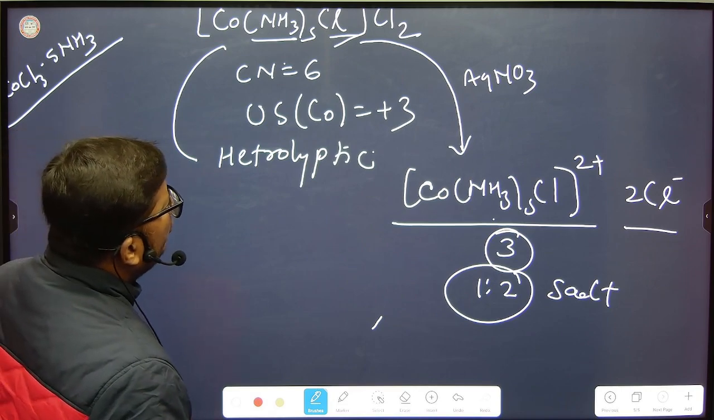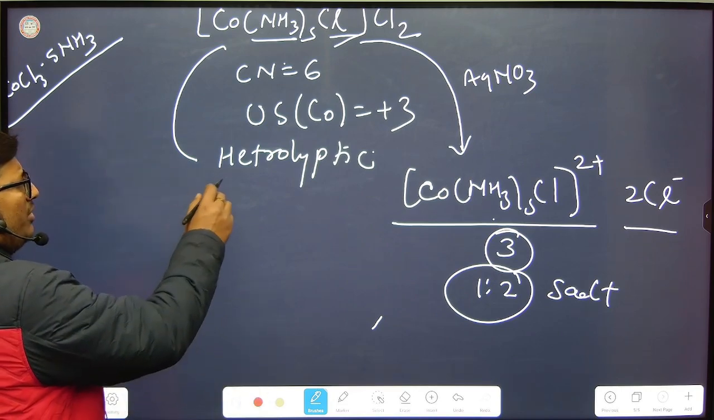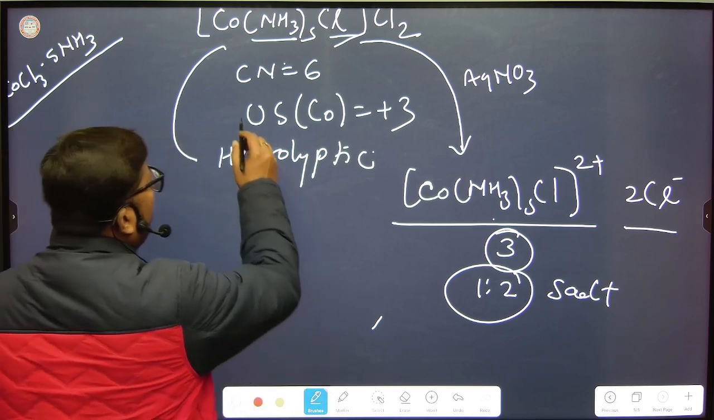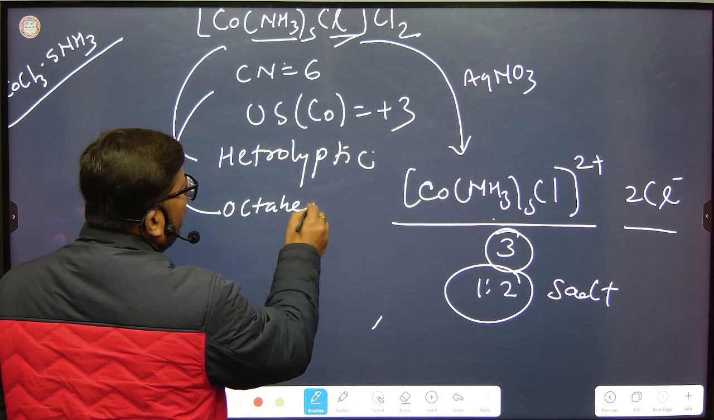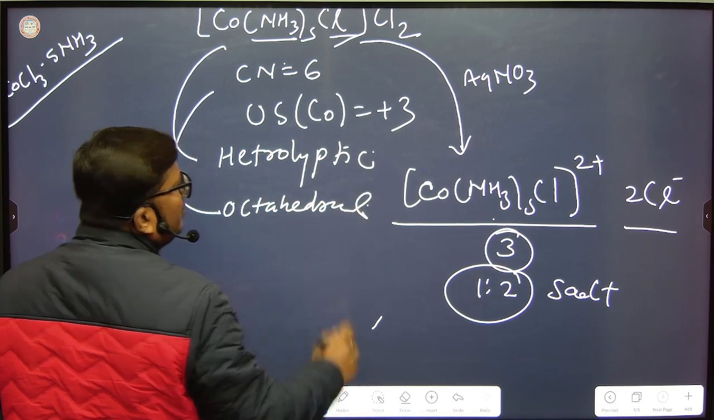Okay, so again the geometry is octahedral because the coordination number is 6, octahedral, right?